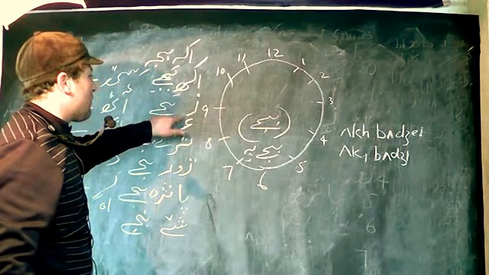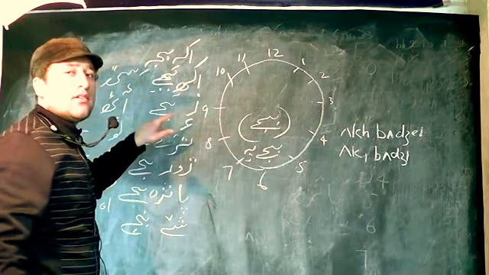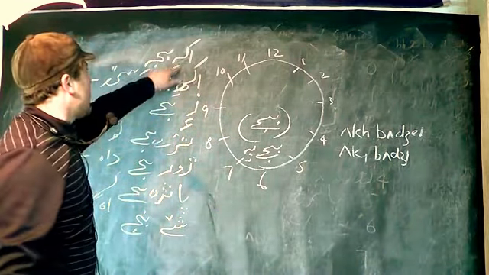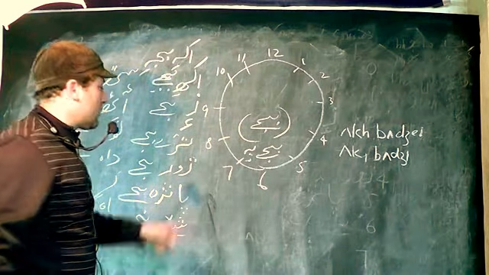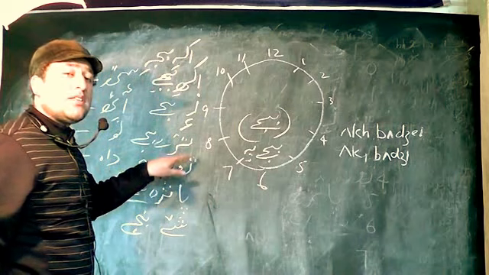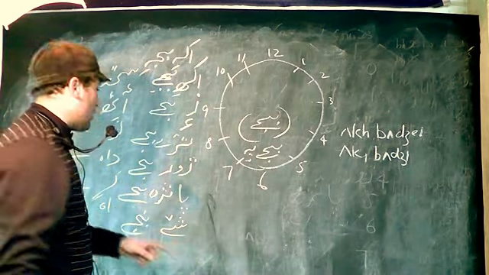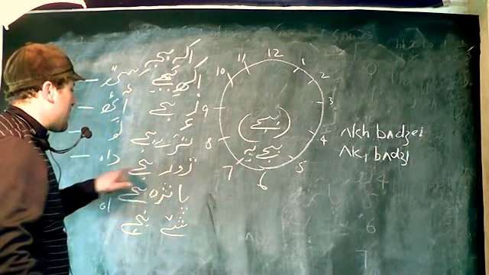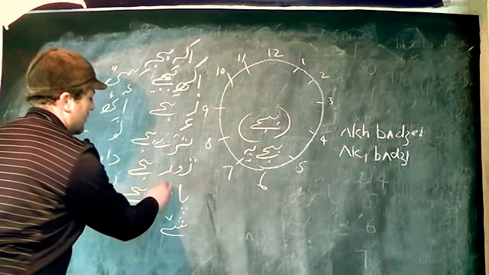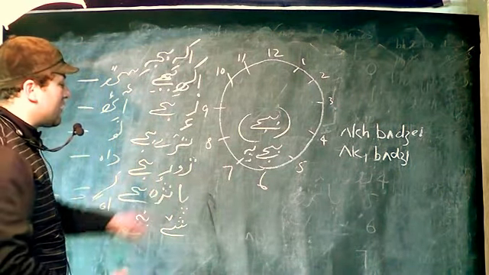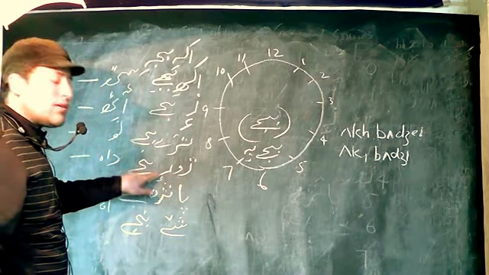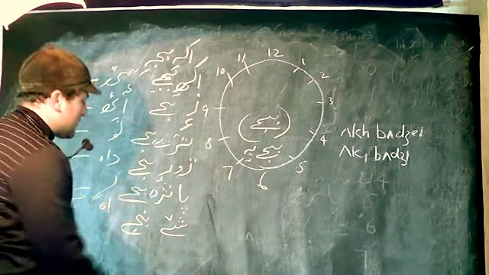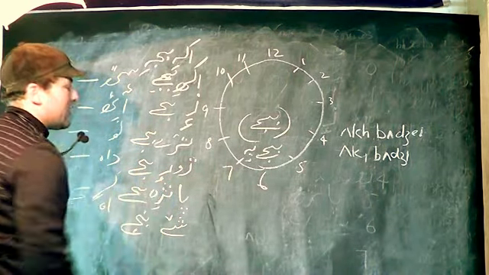I will come at 2 o'clock, buyum zi bajje. Or sometimes we say doye bajje. I will come at 3 o'clock, that means buyum trey bajje. I will come at 4 o'clock, buyum tsor bajje. Or you can say tsor bajje, or 5 bajje.